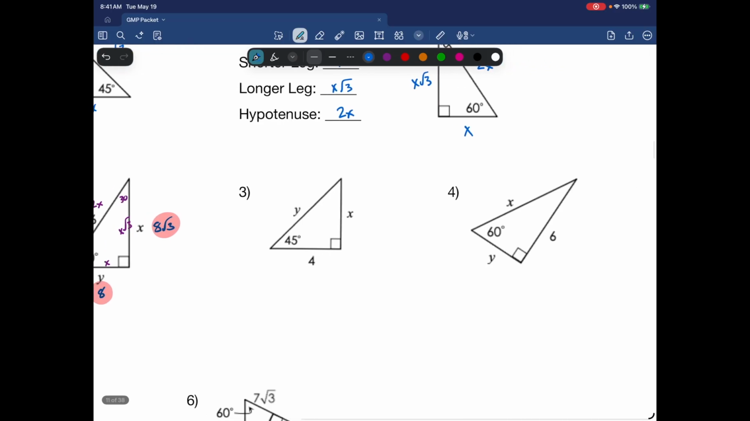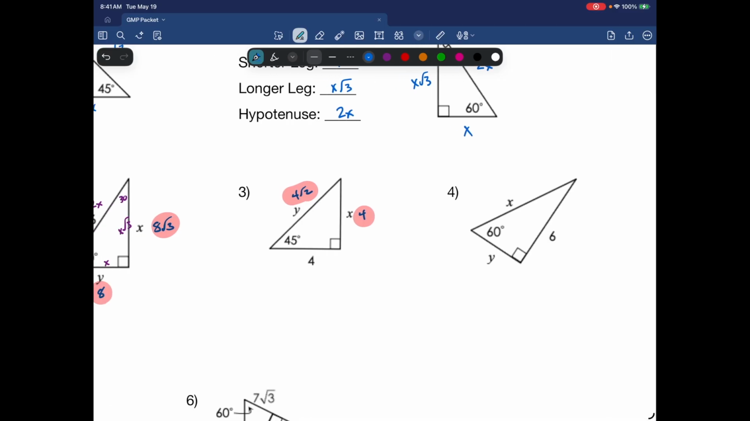All right, so like number 3, this is an isosceles 45, 45, 90. The one leg is 4, so that means this is 4, and this is 4 square root of 2. It's kind of like riding a bike. At some point, you no longer think about it. It's just second nature to you.